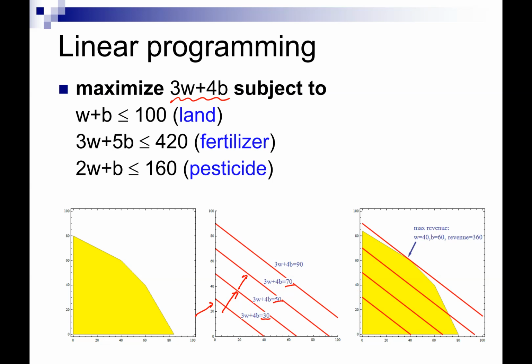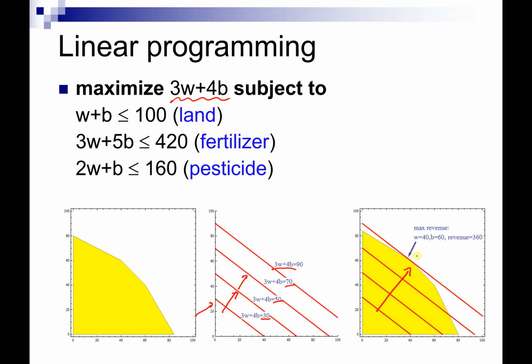By the way, these lines are all parallel to each other. The slopes of all of these lines are the same because we never changed the left-hand side of this equation over here. So all these lines are parallel to each other. And so what we want to do is just take one of these lines and shift it upwards and to the right, and keep doing that until we get to the boundary of this yellow region over here.